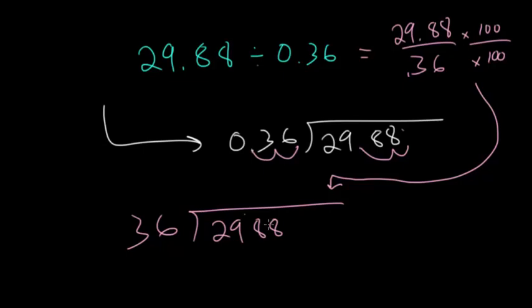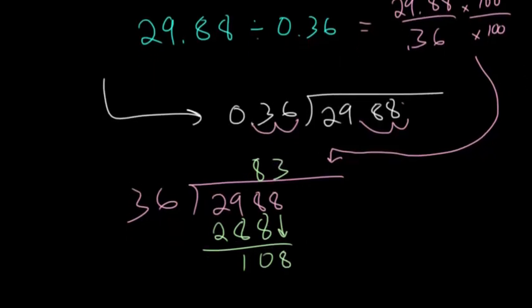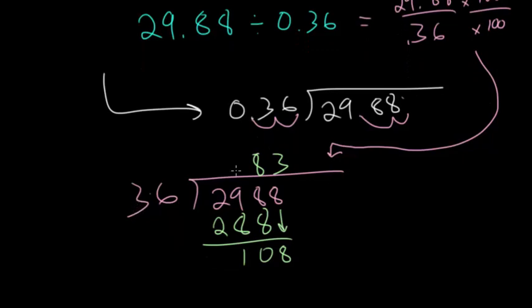So 36 goes into 298. Let's guess about 8 times. And 8 times 36, if you multiply those together, you get 288. We can subtract here, find that difference. You get 10. We can bring the 8 down. Now 36 goes into 108 3 times. And it goes in exactly 3 times, since 3 times 30 is 90, 3 times 6 is 18, 90 plus 18 is 108. So in this case, you get no remainder. If we were to carry out the decimal, it would just stop right there. So 83 is actually our final answer.